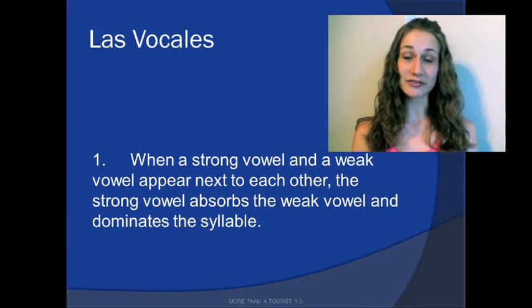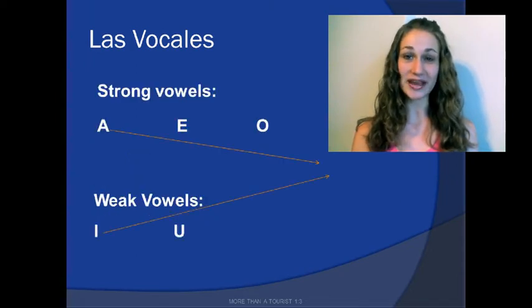The first rule is when we have a strong vowel and a weak vowel next to each other. The strong vowel dominates the weak vowel and kind of takes over the syllable. It's not quite one syllable, but it isn't 2 either. It's what we call a diphthong. An example would be aire, where the a is a lot stronger than the i.